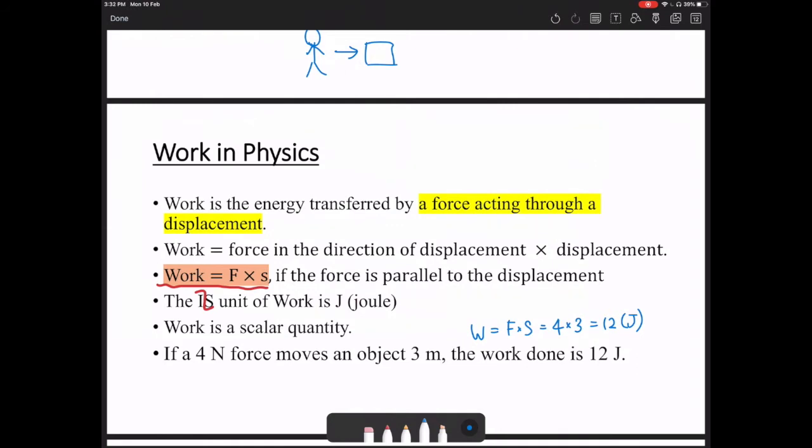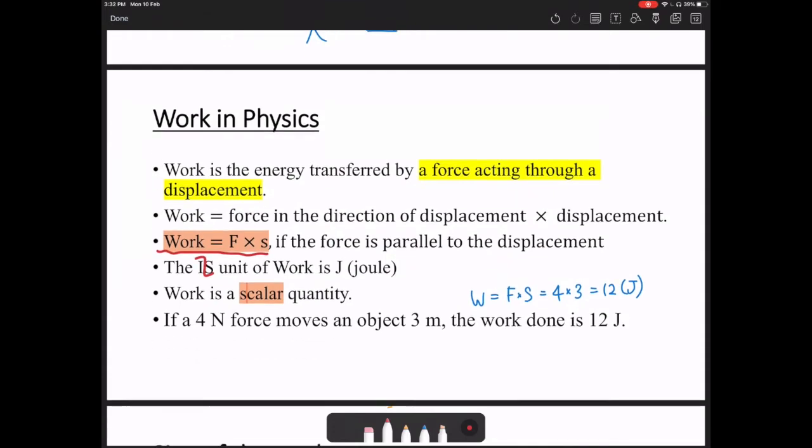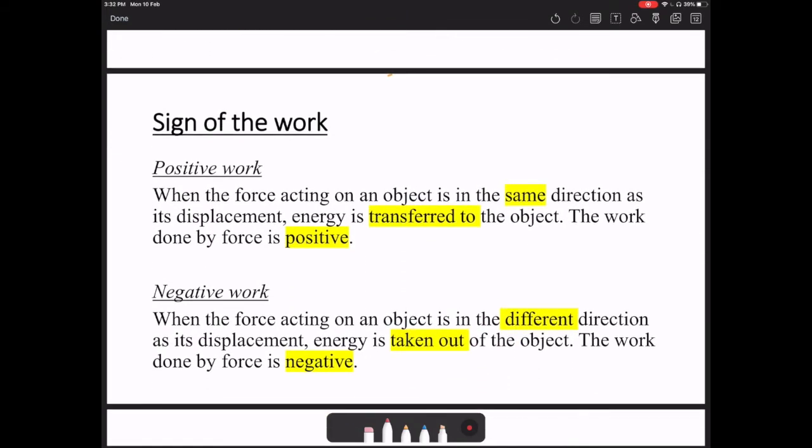And then work is a scalar quantity. Do you still remember what scalar means? A scalar quantity means this quantity only cares about the magnitude. There's no direction in this number, 12. However, we use positive and negative sign to represent the direction of work. Sign of the work. When the force acting on an object is in the same direction as its displacement, energy is transferred to the object. And we say, in this case, the work done by the force is positive.